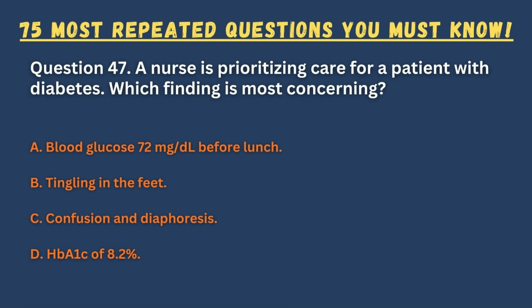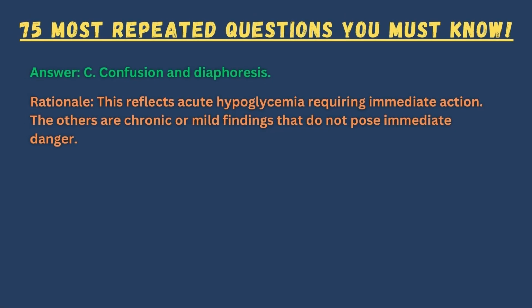Question 47. A nurse is prioritizing care for a patient with diabetes. Which finding is most concerning? A. Blood glucose 72 milligrams per deciliter before lunch. B. Tingling in the feet. C. Confusion and diaphoresis. D. HbA1c of 8.2%. Answer: C. Confusion and diaphoresis. Rationale: this reflects acute hypoglycemia requiring immediate action. The others are chronic or mild findings that do not pose immediate danger.